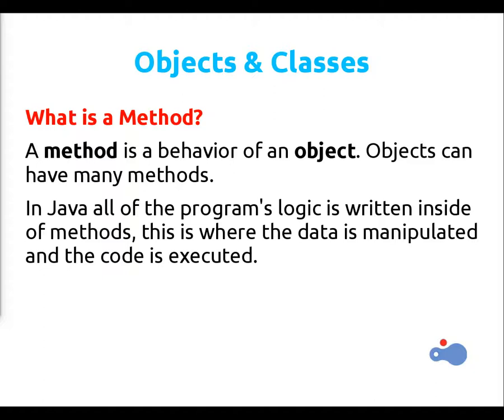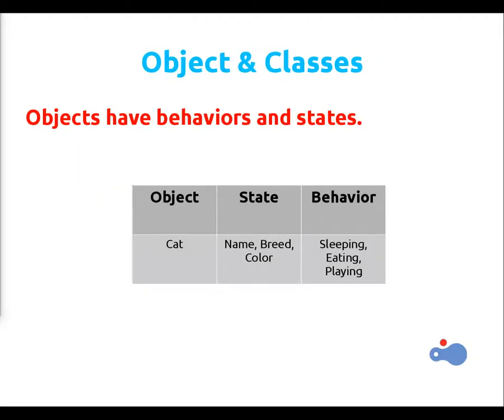So, remember how we looked at state and behavior? Behavior would be like the methods inside of the object called cat. The methods inside of that object would be sleeping, eating, playing.